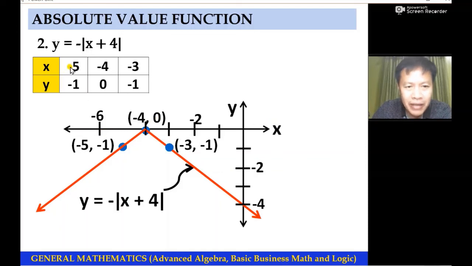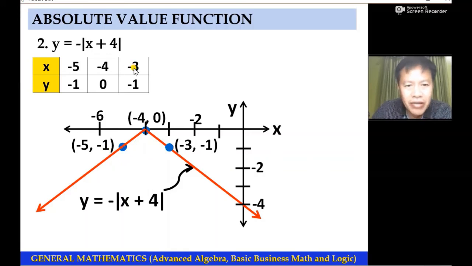This point, negative 5 and negative 1. 1, 2, 3, 4, 5. We have here the negative 5 and move downward. And this is negative 5 and negative 1, because it is in the third quadrant.